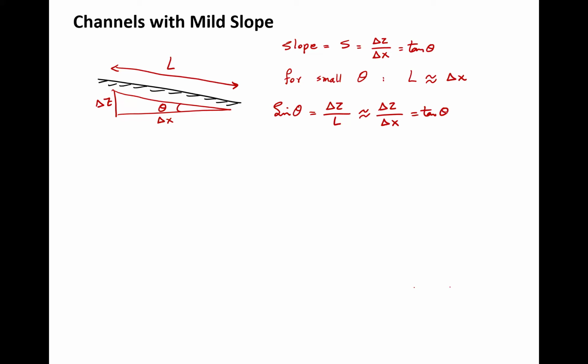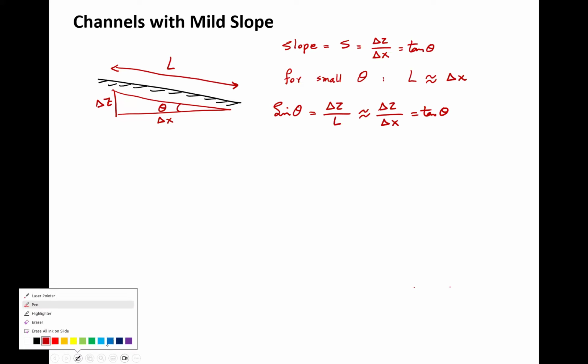So what is the conclusion? If the slope is small, if the angle theta is small, sine and tan are very close. For practical purposes, you can use them interchangeably. All right, so that's one. Let's go back and continue this and look at a slightly different perspective now.